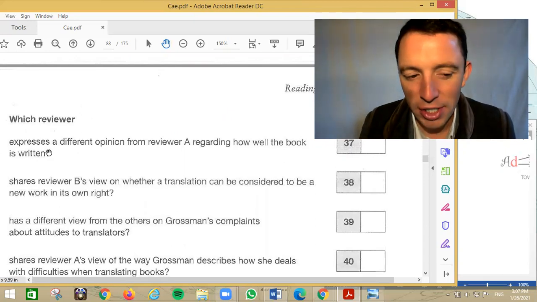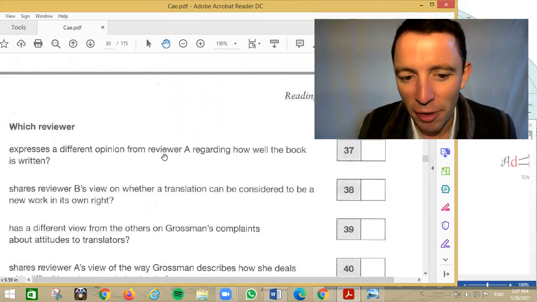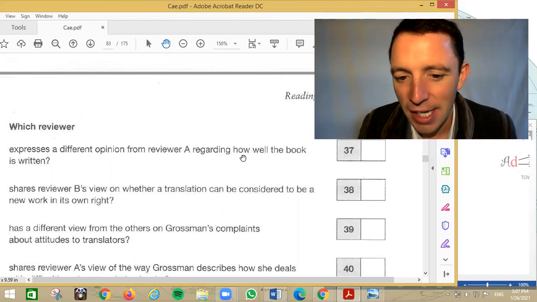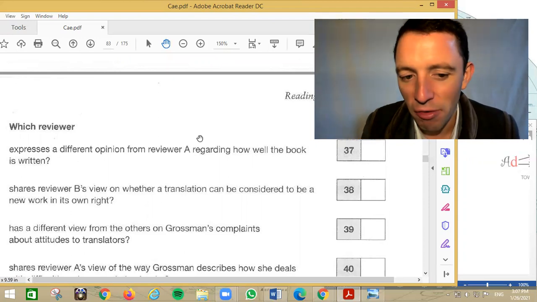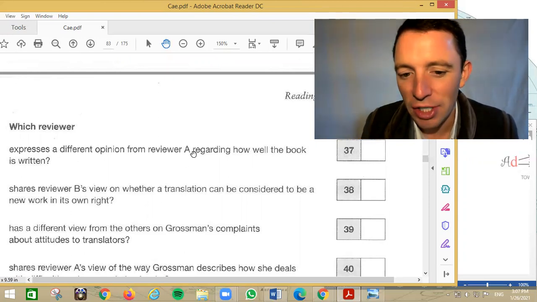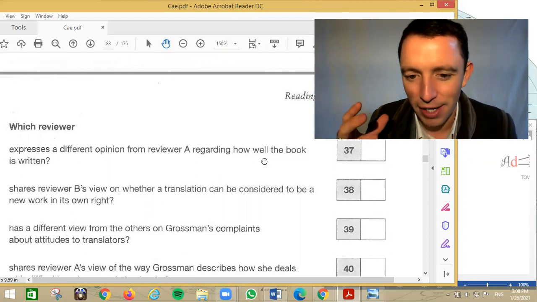So the first question is, which reviewer expresses a different opinion from reviewer A regarding how well the book is written? So regarding means in relation to how well the book is written. So first, we need to identify the opinion of reviewer A in relation to the quality of the writing in the book, okay? That's the first job. It's necessary to identify the opinion of reviewer A in relation to the quality of the writing of the book. So it's complicated.